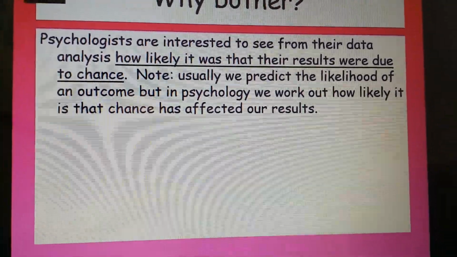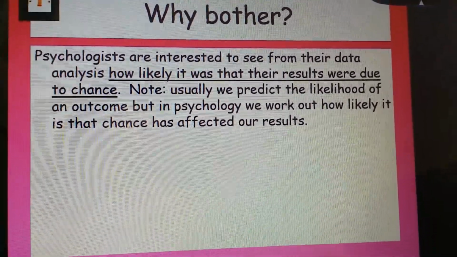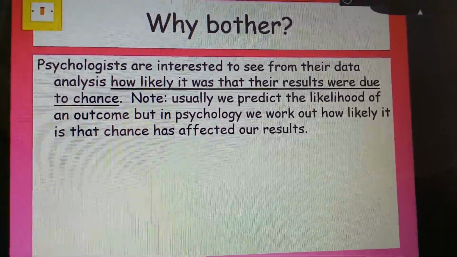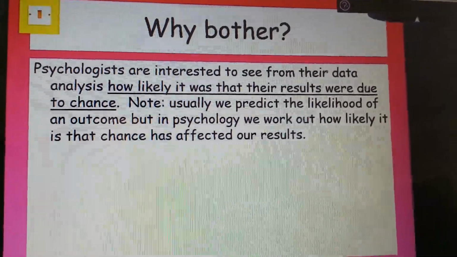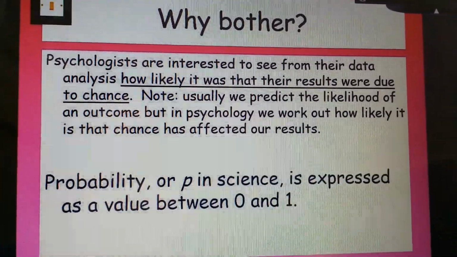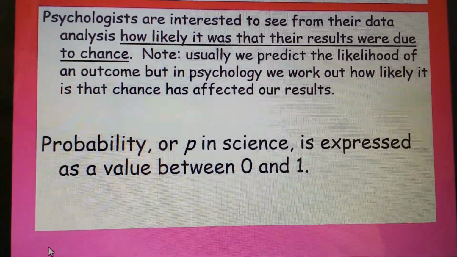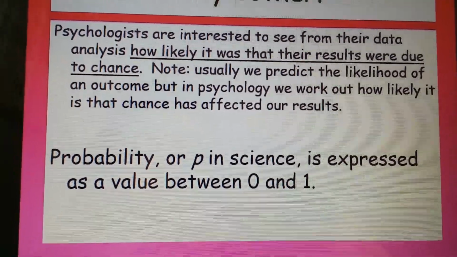So, psychologists are interested to see if their data analysis is due to chance. Usually, we predict the likelihood of an outcome but in psychology, we work out how likely it is that chance has affected our results. So, probability, or P in science, is expressed as a value between 0 and 1.